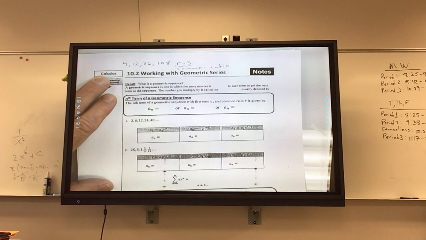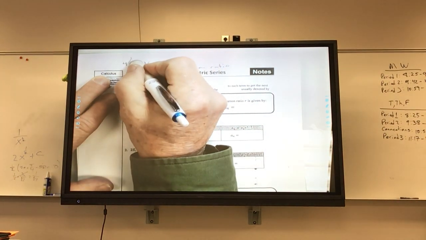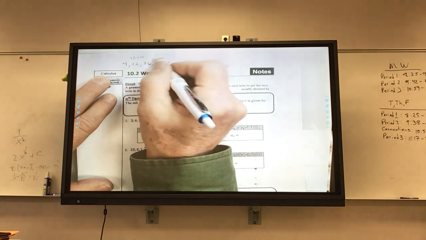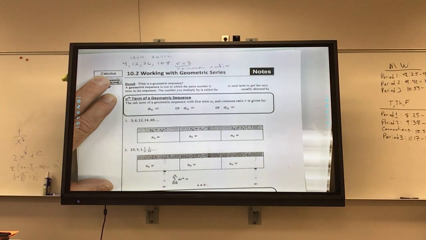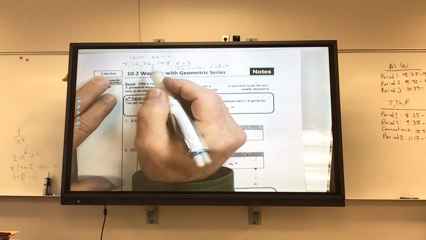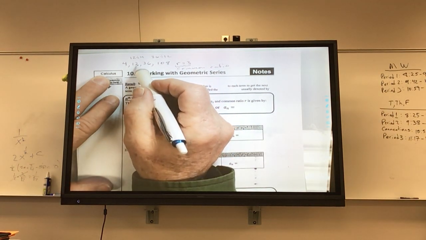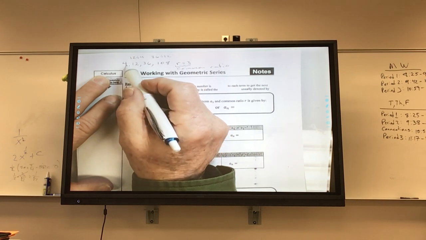4 times 3 is 12, and 12 times 3 is 36, correct? You could have done this: you could have taken 12 divided by 4, or 36 divided by 12, and you would have gotten 3 in both of them, correct? So you could take a member of the sequence and divide it by a previous number. Does that make sense to everybody?